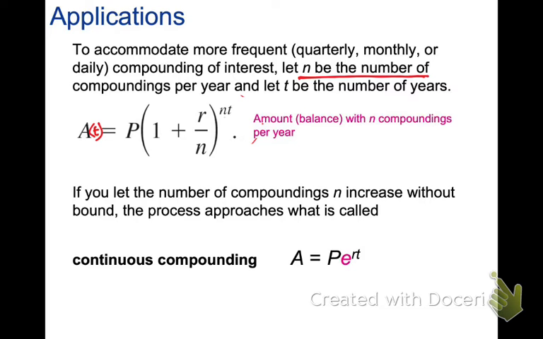Everyone got that formula written down? Now we have the continuously compounding function. So A of T equals P E to the RT. What's E? A number. What is the number approximately?